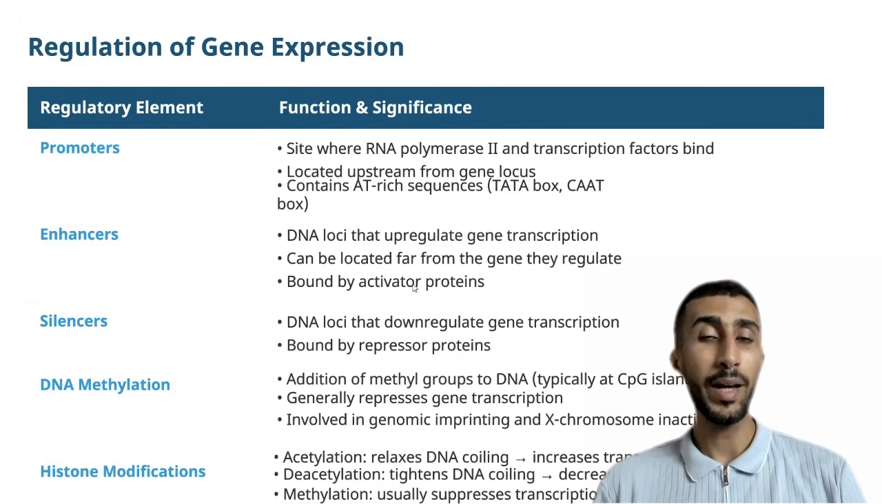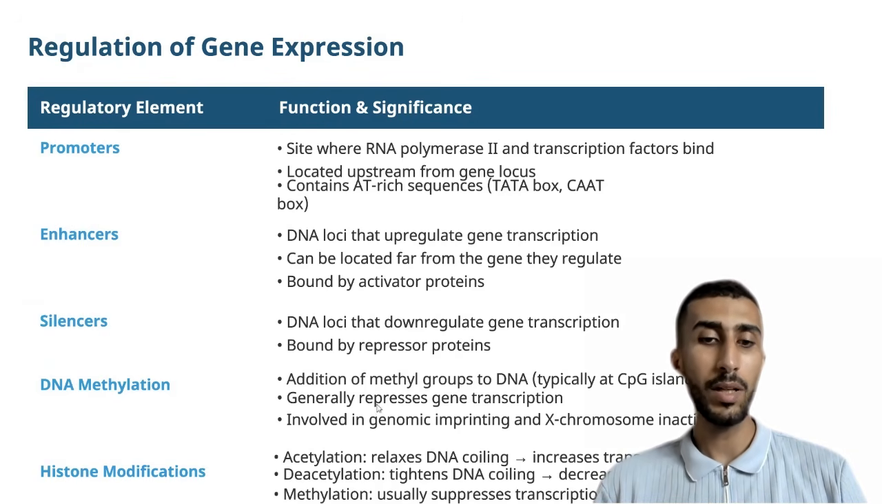So the enhancers are bound by activator proteins versus the silencers that are bound by repressor proteins. DNA methylation means the addition of methyl groups to DNA, typically at CpG islands. They generally repress gene transcription. So this refers to epigenetics. This is a field where there is control of the genes without changing the sequence, through methylation or acetylation.